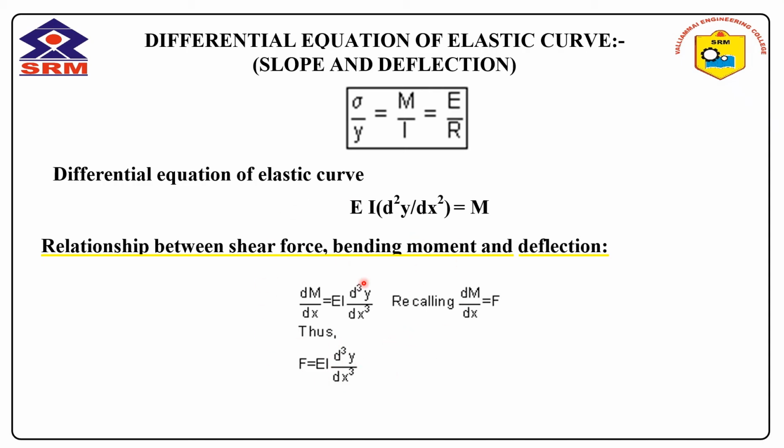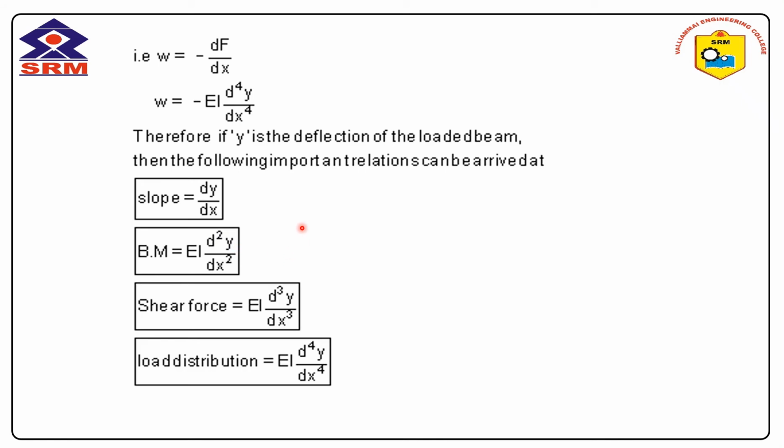Once again you differentiate this, we will get EI into d power 4 y by dx power 4 equal to the differentiation of shear force. Differentiation of shear force gives the load. So once you differentiate this basic equation, we will get shear force. Once again you differentiate this, we will get the load. Once you integrate that basic equation EI into d squared y by dx squared, we will get the slope dy by dx. Once again you integrate this, we will get the deflection. Therefore, y is the deflection of the loaded beam.